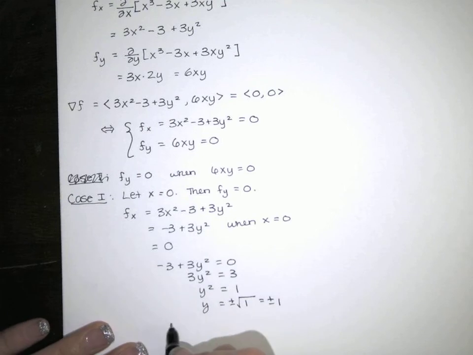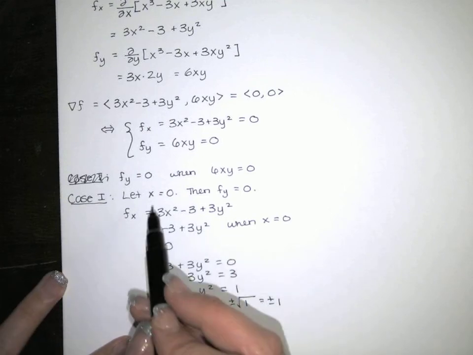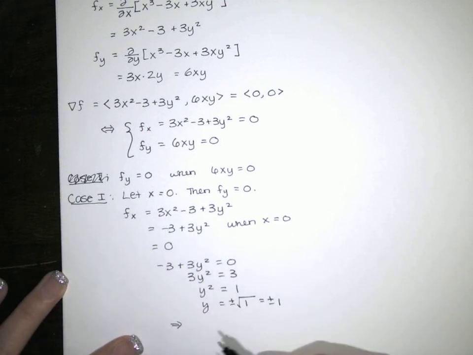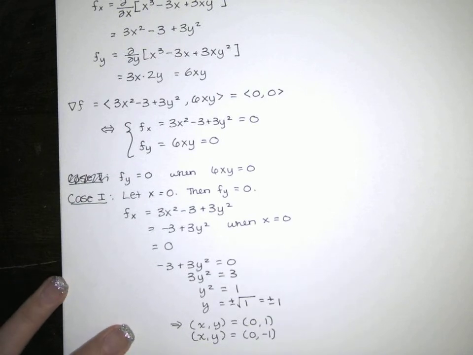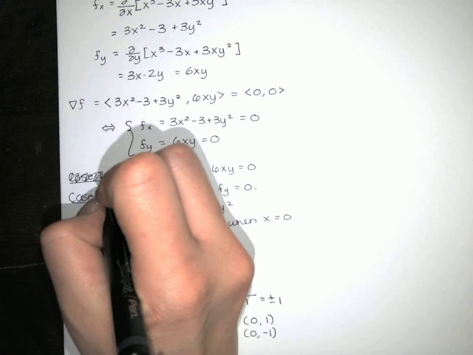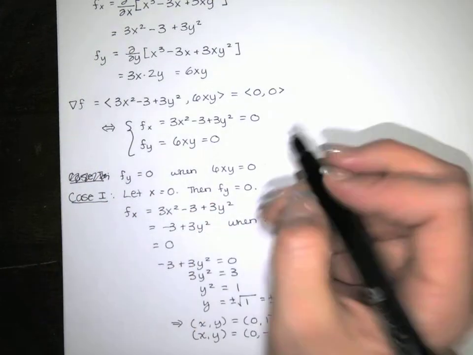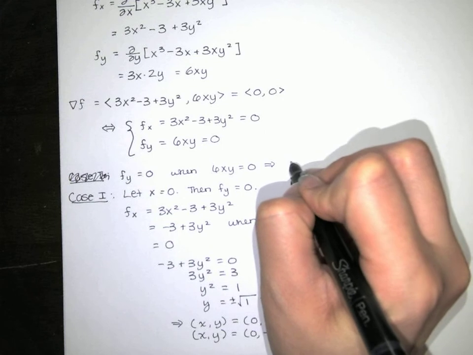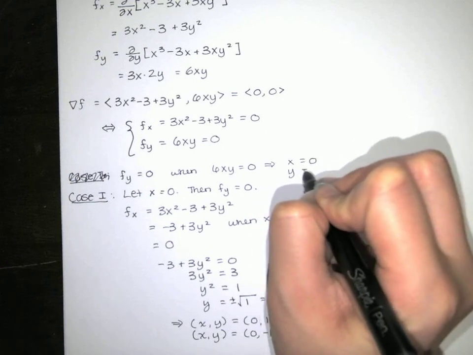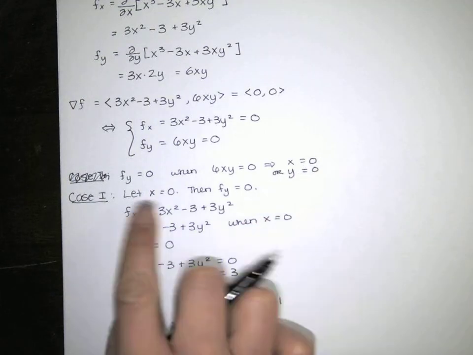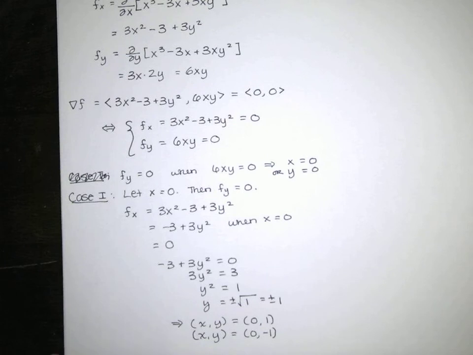So you've got two critical points from this. When x is 0, we get y must be plus or minus 1. So (x, y) equals (0, 1) is a critical point, and (x, y) equals (0, negative 1) is a critical point from that first case. Okay, so we said earlier the partial of f with respect to y is 0 when this is 0, which means either x equals 0 or y equals 0. One of those is true. First case was x equals 0. Now let's see what happens when y equals 0.